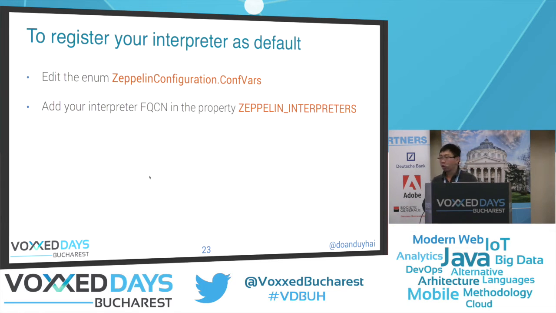And then, once you create your class, you need to register your class into Zeppelin. There are two ways to do that. First, you edit the menu. There is a configuration file, then you have a menu. You just put the fully qualified class name of the interpreter inside. It means that you are modifying Zeppelin source code.